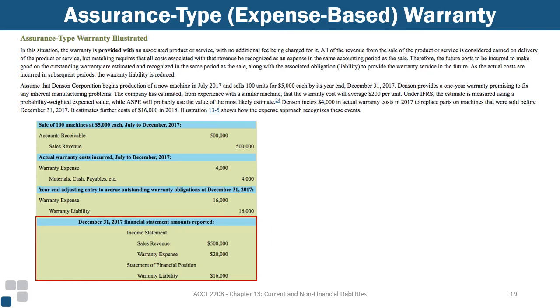So that's why the warranty expense is a total of all amounts, so $4,000 actually incurred plus $16,000 estimated, and then we have a warranty liability of $16,000, which is the company's best estimate of what you will have to pay in the future.